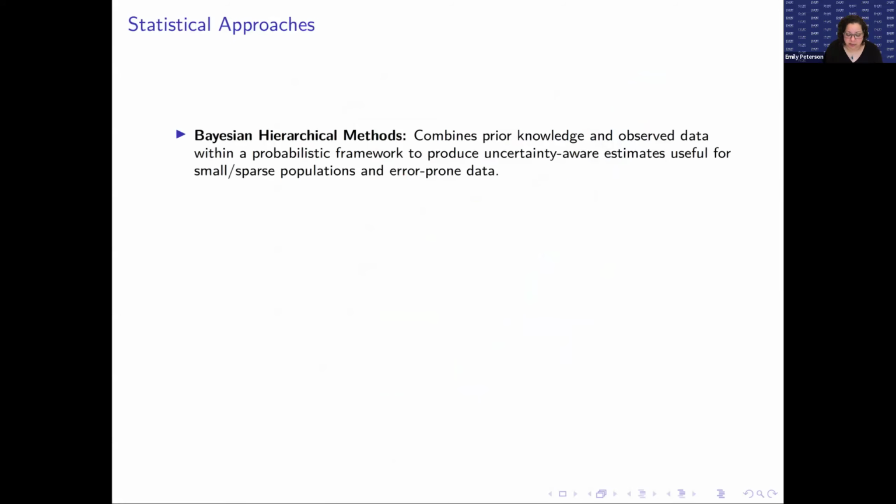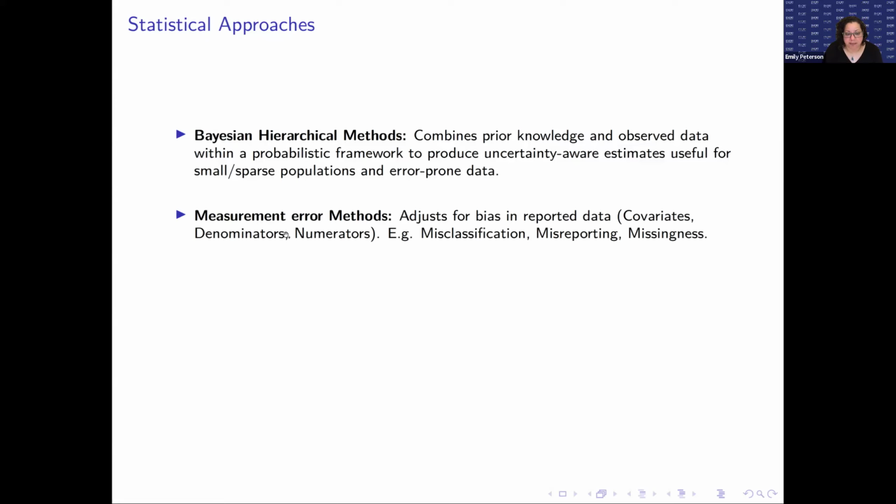So the way that we try and answer this in my particular research and in my projects is combining a few different methods. So one is Bayesian hierarchical methods. This combines prior knowledge and observed data with a probabilistic framework. And our goal is to produce uncertainty-aware estimates, meaning we are able to quantify the uncertainty around the estimates for small or sparse populations when we're using error-prone data.